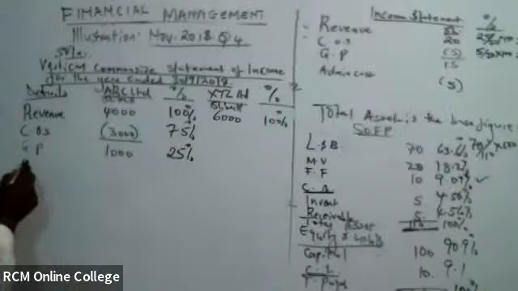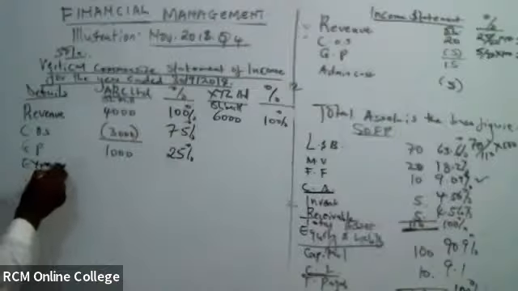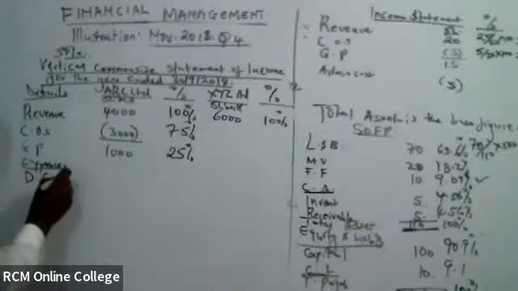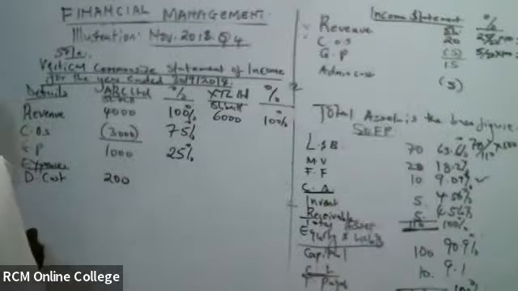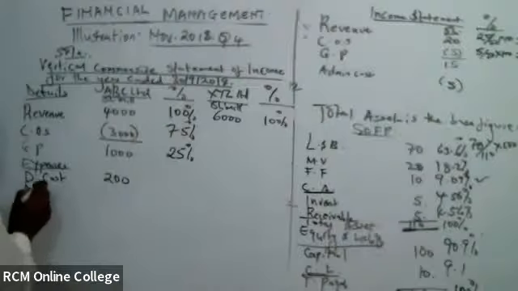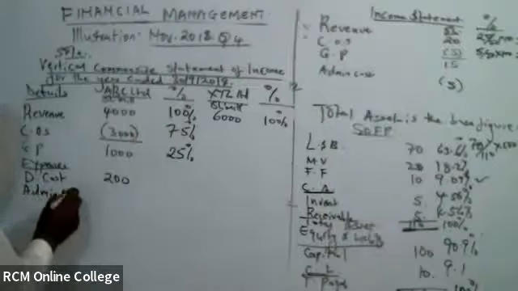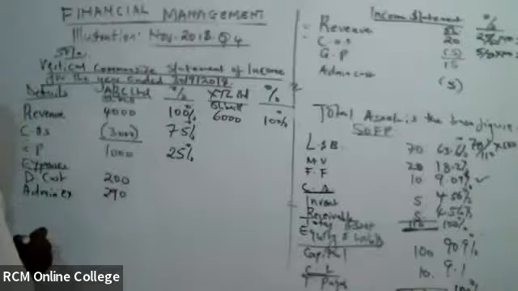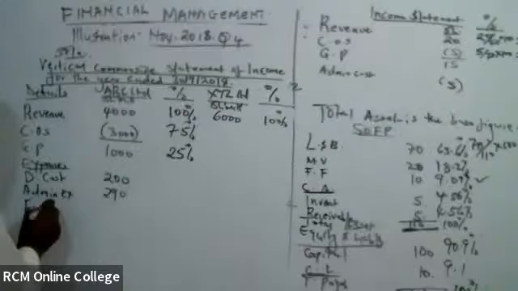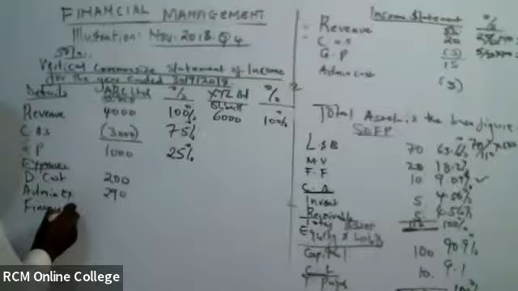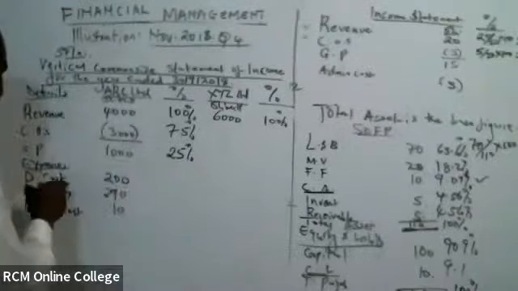Then we move to expenses. The first expense is distribution cost. For our distribution cost, class, we are having 200. I just put them below here. Admin expenses 90. And then we have the other one, finance cost, 10.